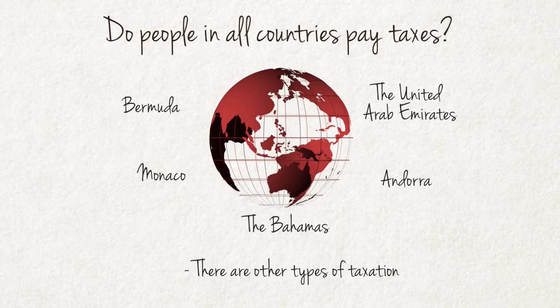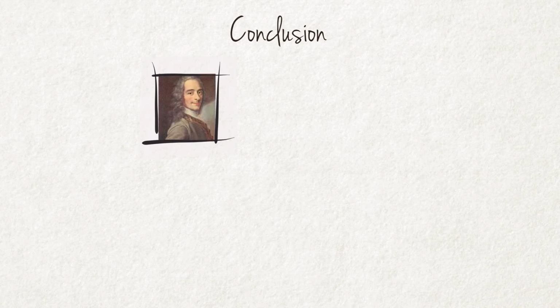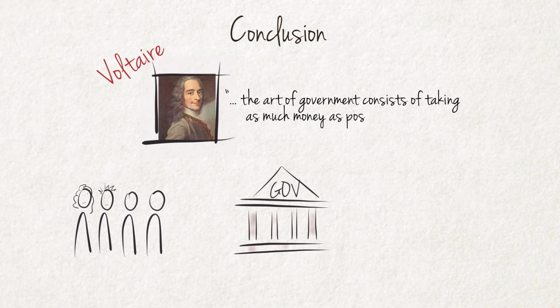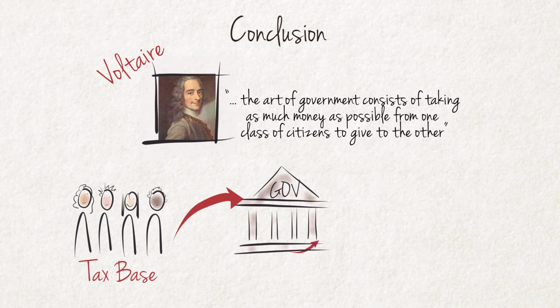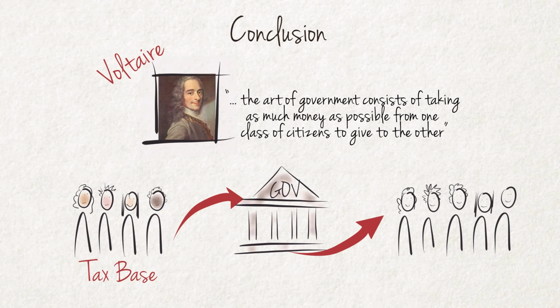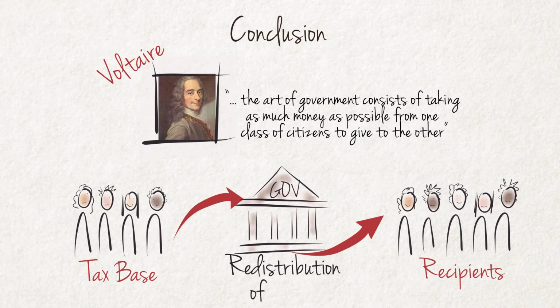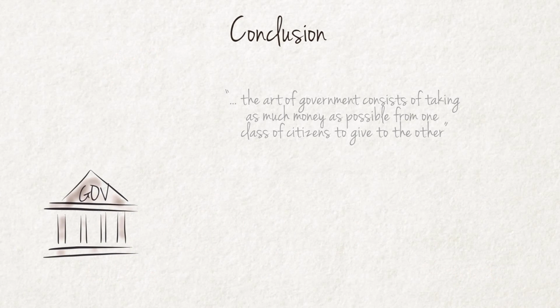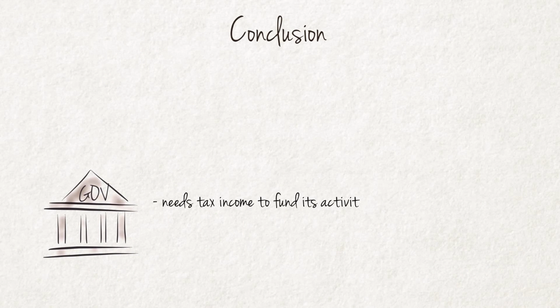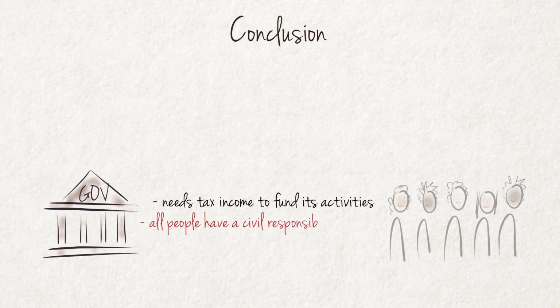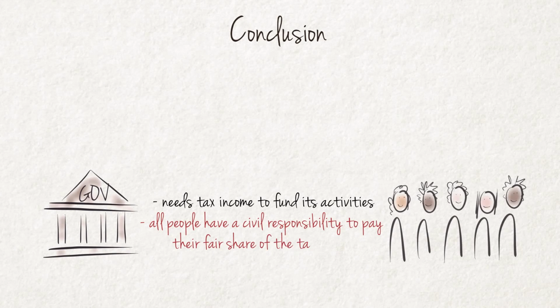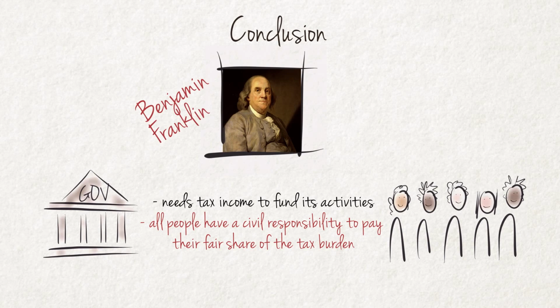Conclusion. The famous French writer and philosopher Voltaire said that the art of government consists of taking as much money as possible from one class of citizens to give to the other. A statement that really underscores the role of taxes and redistribution by the government. Government needs tax income to fund its activities, and all people have a civil responsibility to pay their fair share of the tax burden. If everybody pays their fair share, the tax burden on everybody will be smaller. To paraphrase Benjamin Franklin, the only things certain in life are death and tax.